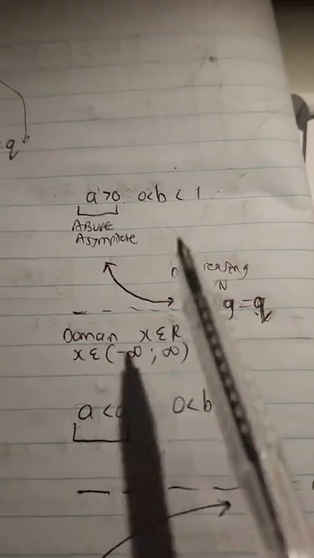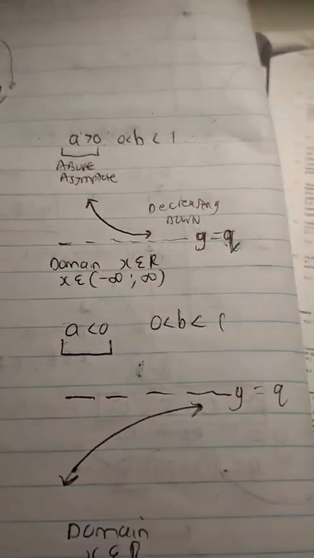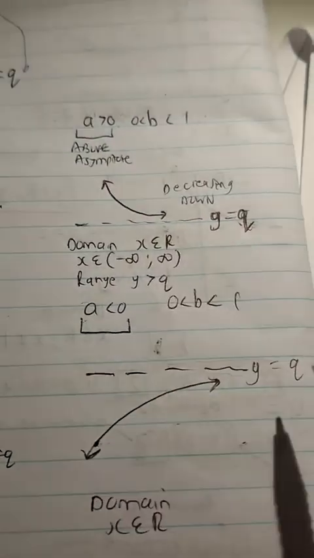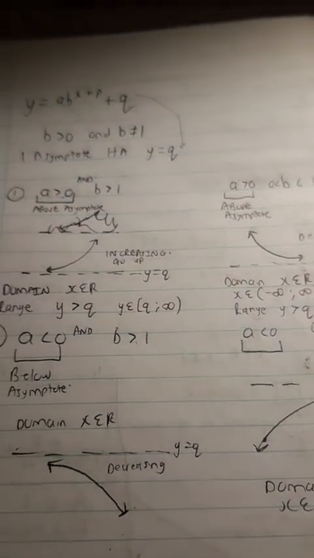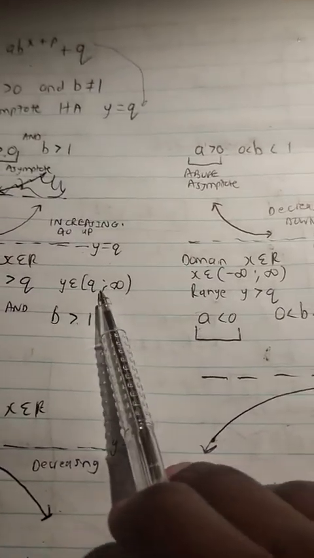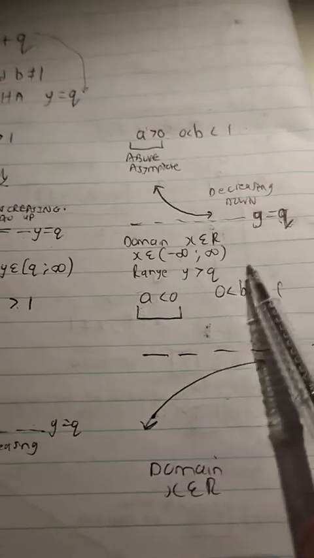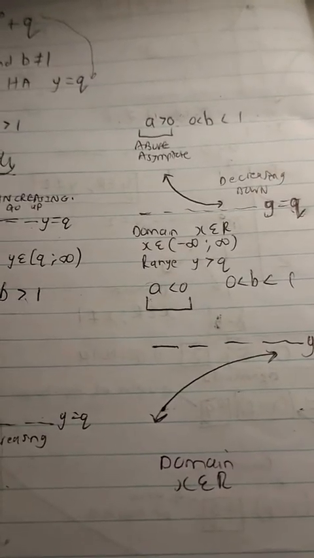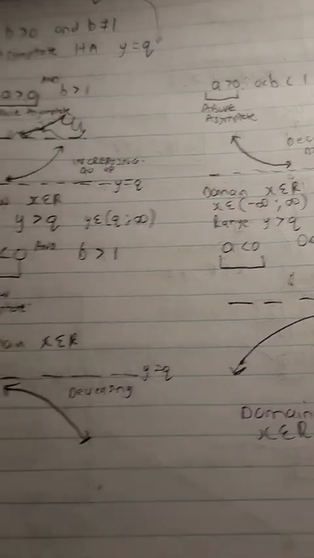What about this one? We're still above the asymptote, so the range would be y is greater than whatever the q value is. Or you could say y is an element of, open bracket, q to infinity, open bracket, if you want to write it in interval notation. Same thing here. You could say y is an element of q to infinity. You could write that range in that form.